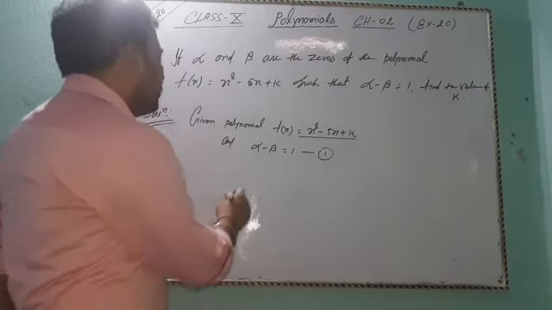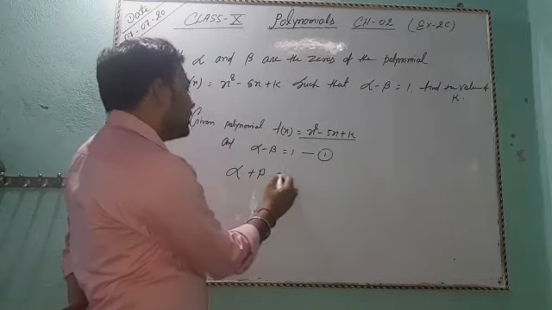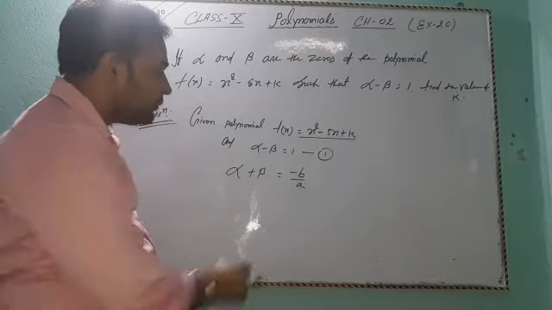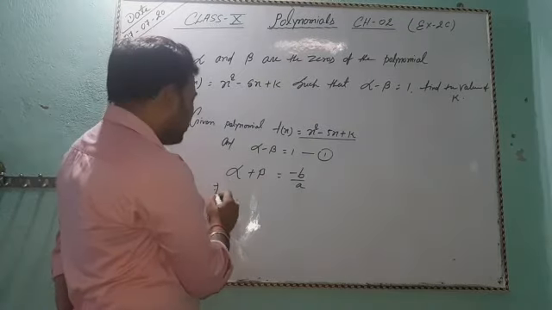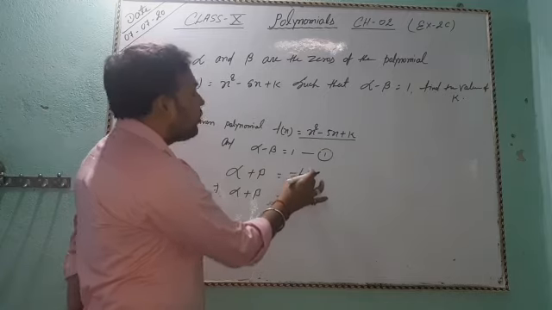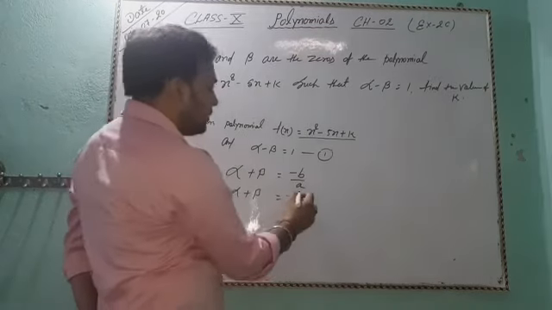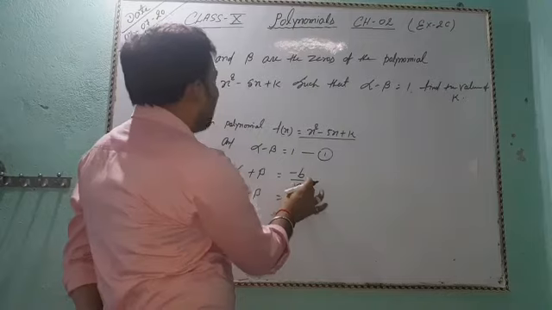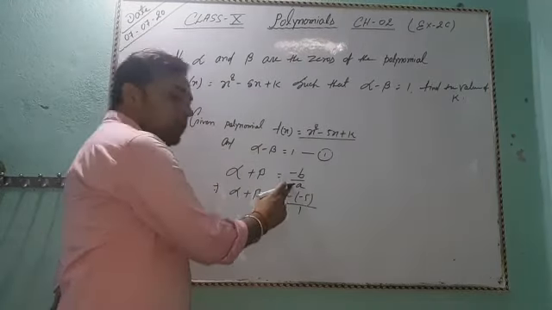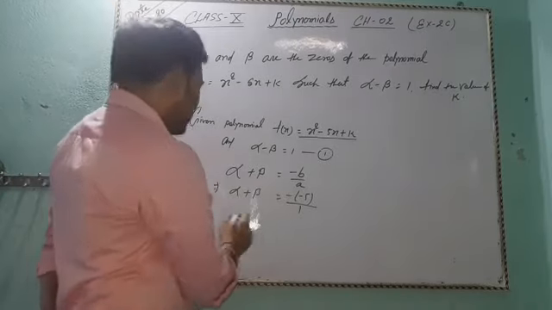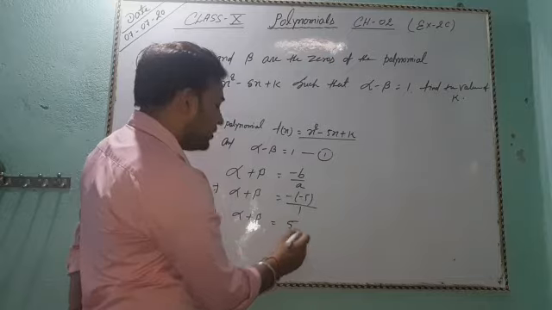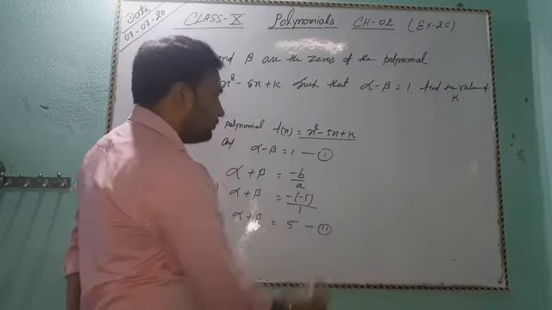So we know that alpha plus beta equal to minus b by a. Sum of the zeros of the quadratic polynomial equal to minus b by a. So alpha plus beta equal to minus coefficient of x, this is the minus 5, and coefficient of x square is 1. A is the coefficient of x square. So 1. This implies alpha plus beta equal to minus into minus, plus 5. Equation 2.